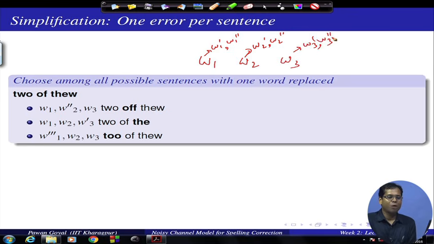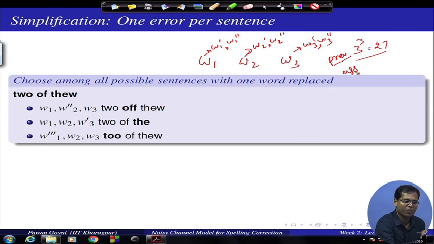So in the previous model, we would have taken all the 3 cube, that is 27 different candidates. With this assumption, for W1, if I am choosing a candidate W1 prime, I'll assume W2 and W3 were correct. Okay, so this is the assumption: there might be at most one error per sentence.